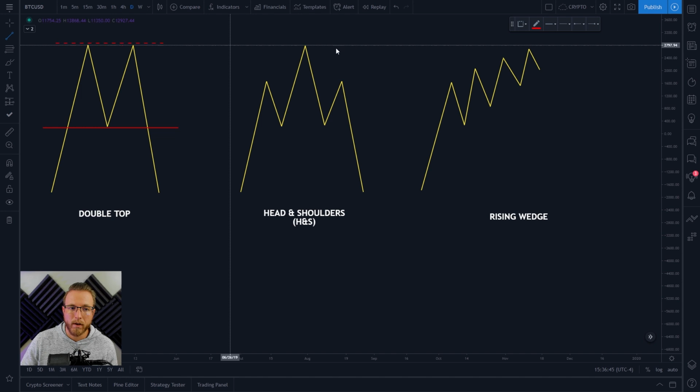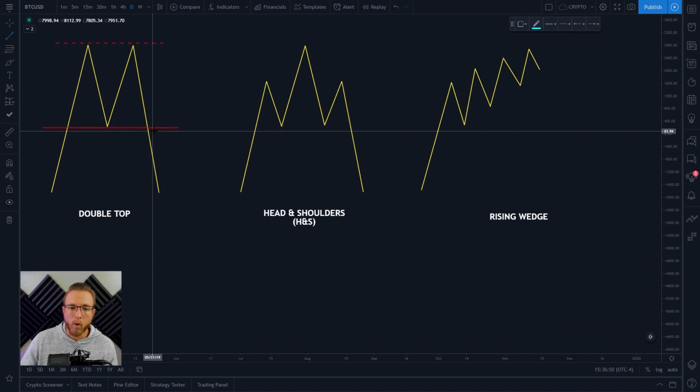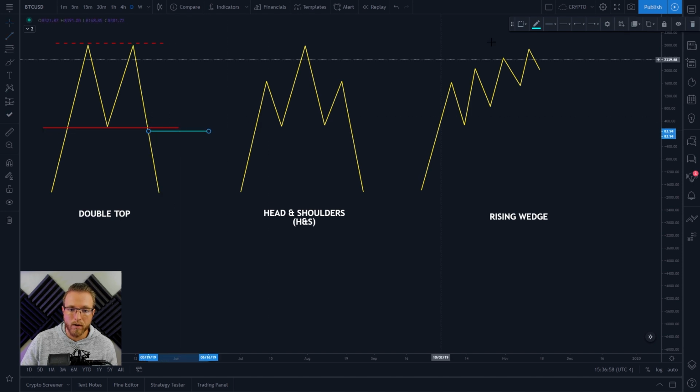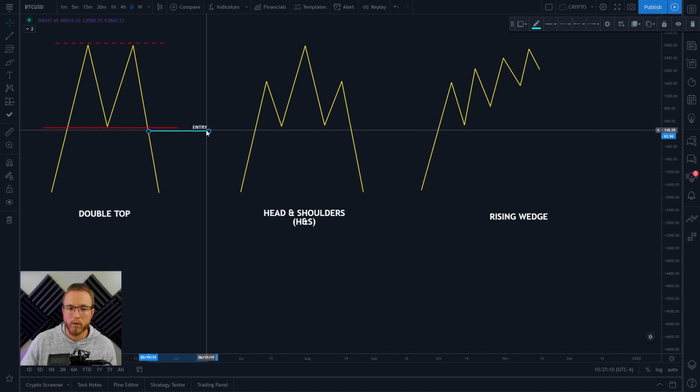So what would end up happening in order to trade this correctly is you want to wait until you have a candle close below this neckline. So as soon as you get a candle close that's like here, this would be your entry, okay? So this is where you would enter.